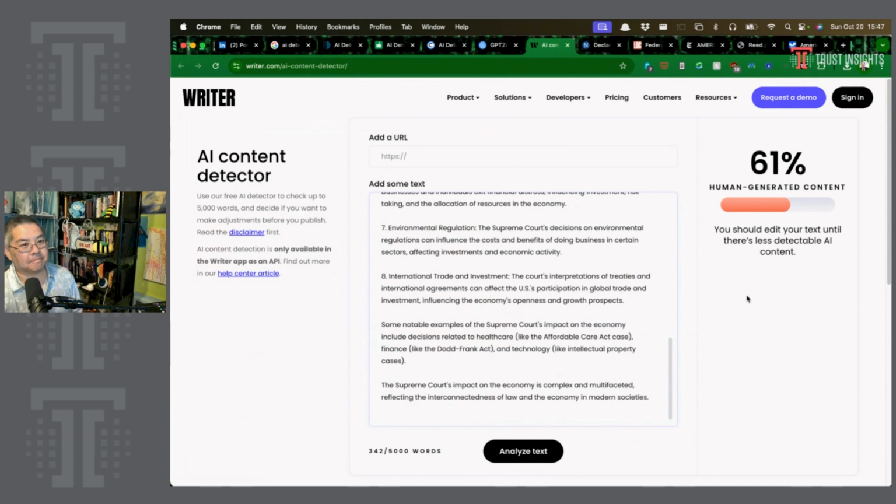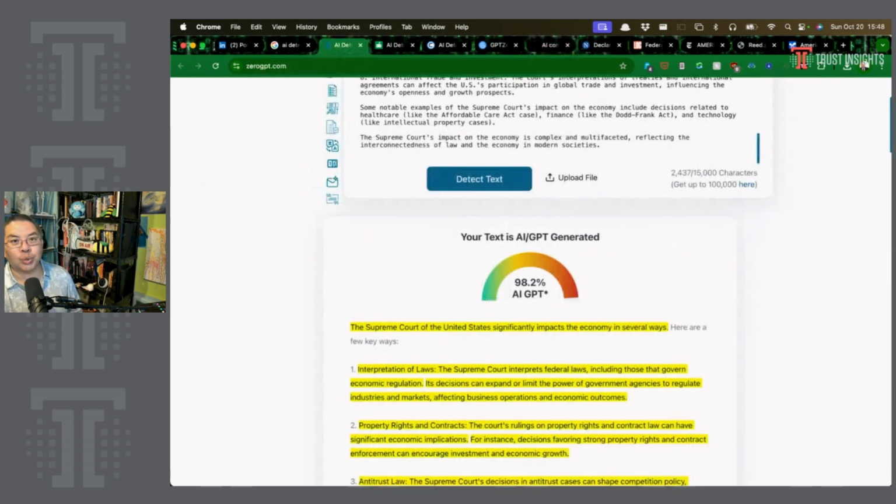61% human generated. Right. So now this is in the territory of false negatives. This is a case where a tool erred on the side of it's human when it really isn't. In a scenario where you have substantial risk of people being kicked out of school, I am okay with false negatives, where someone did something with AI and it doesn't get caught. The problem is the false positives, when someone doesn't use AI and is falsely accused of using AI.